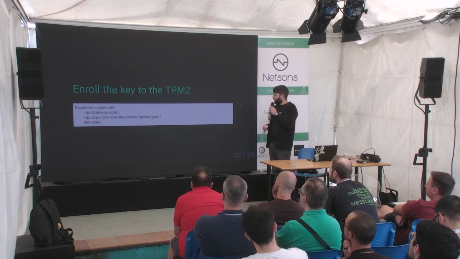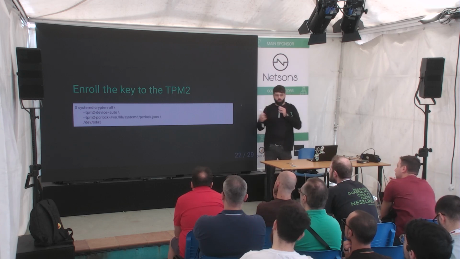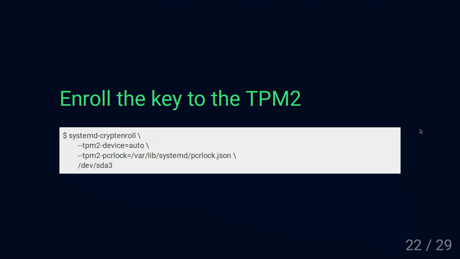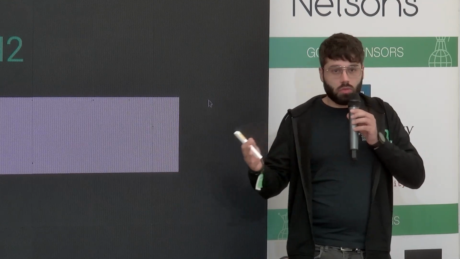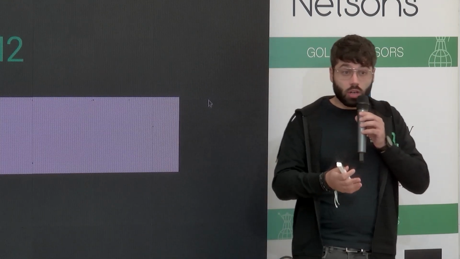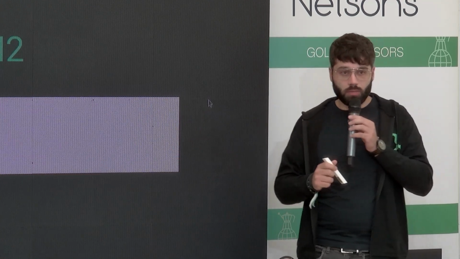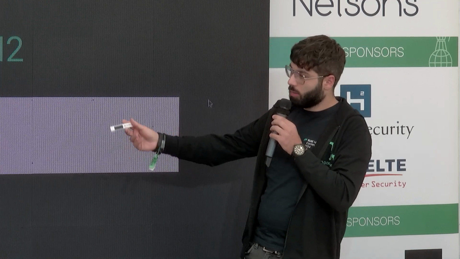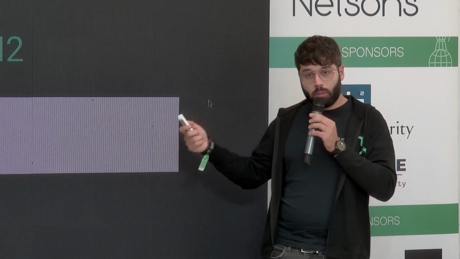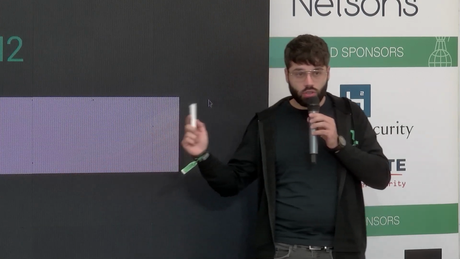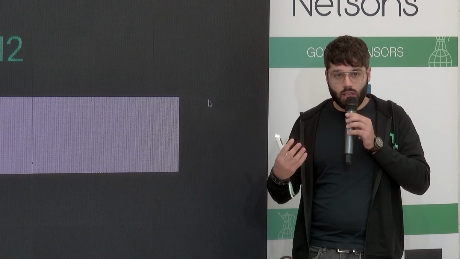So we have the key of the encrypted disk, and we can put this key inside the TPM. So we have the key that unlocks the system. It may be a password or a random recovery key, whatever it is, we can just take this and ask systemd to put it inside TPM2. And while we put it there, for example, in this case the disk is /dev/sda3, we also pass it this file called pcrlock.json, and this file contains the expected PCR values of the current boot.